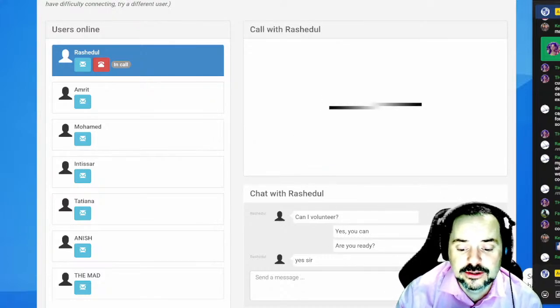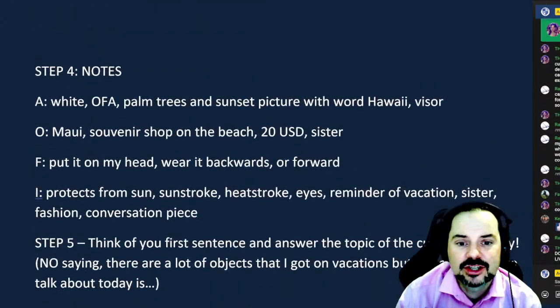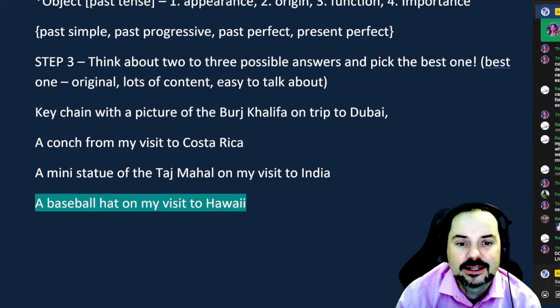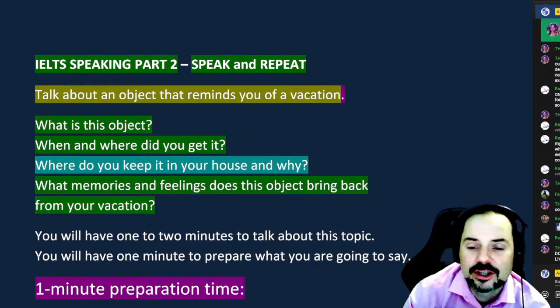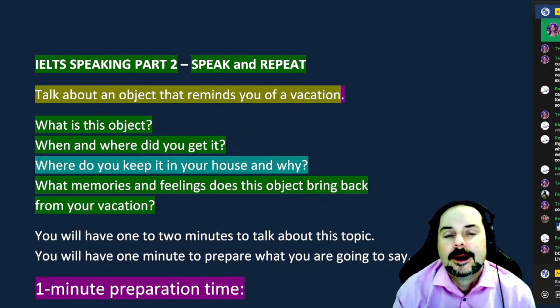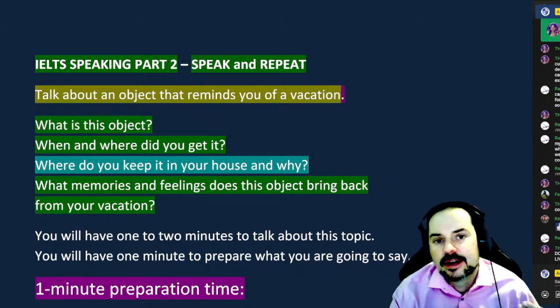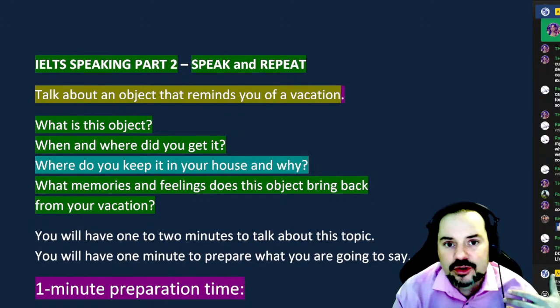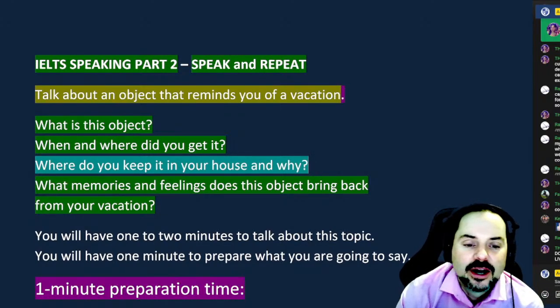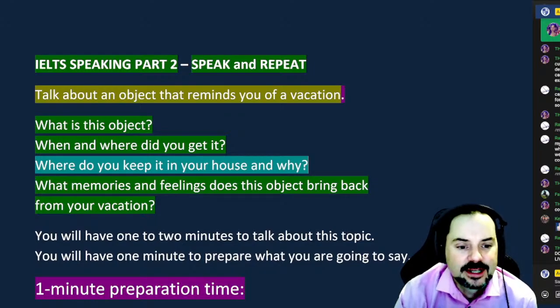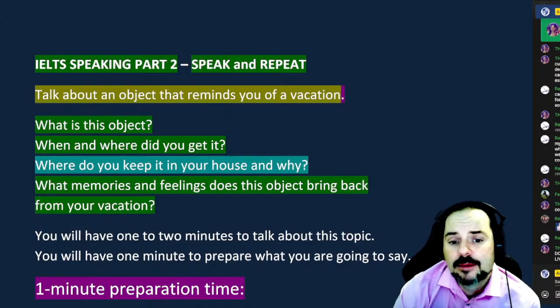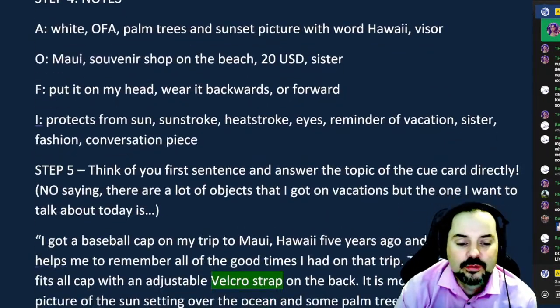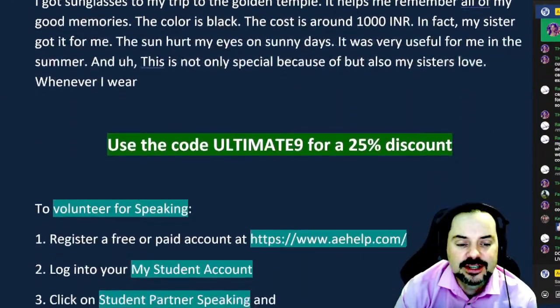Okay, Rashidul, let's take a look at this question, and then just like Amu and Amrit did, give me a nice full sentence answer. So I will start you off, and then in the real IELTS, you definitely want to start as quickly as possible after the examiner tells you that your time is up. So here we go. Talk about an object that reminds you of a vacation. Your 1 minute preparation time is up.